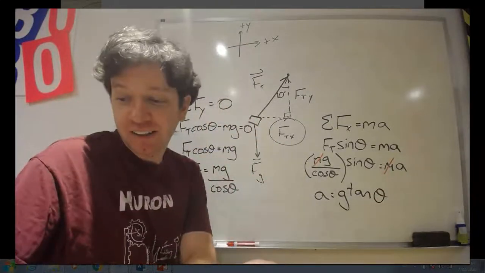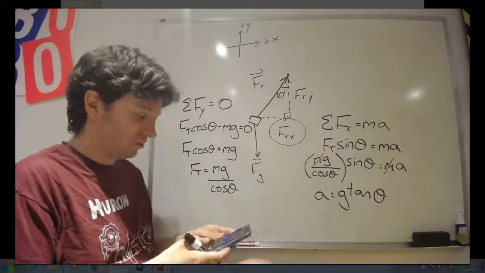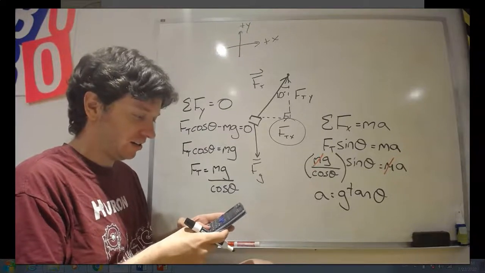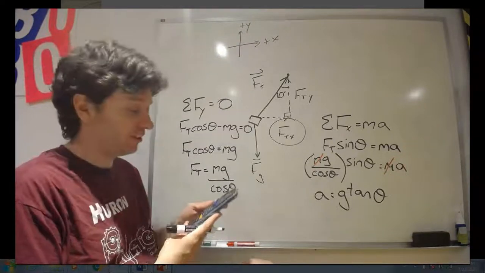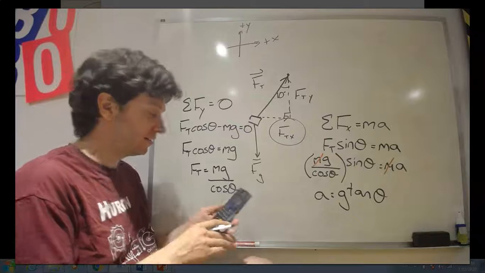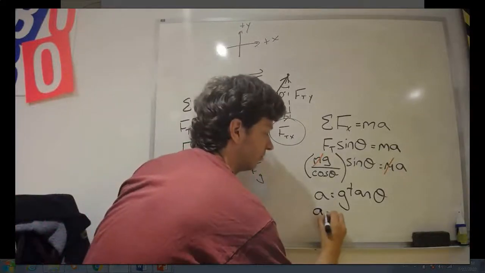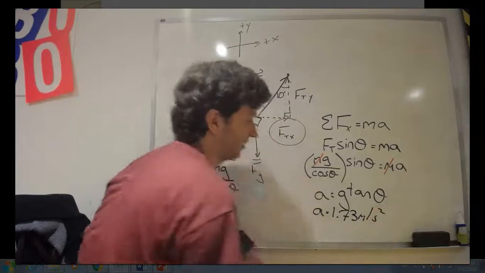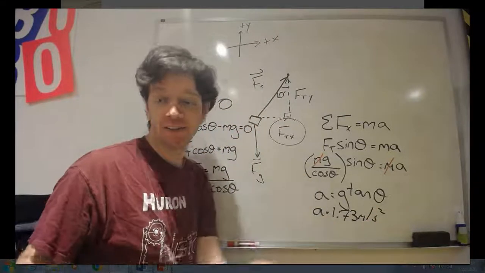Now if you just plug in your numbers, it's 10 degrees, so we'll do 9.81 times the tan of 10 degrees, so 1.73 meters per second squared. It's going to be forward.